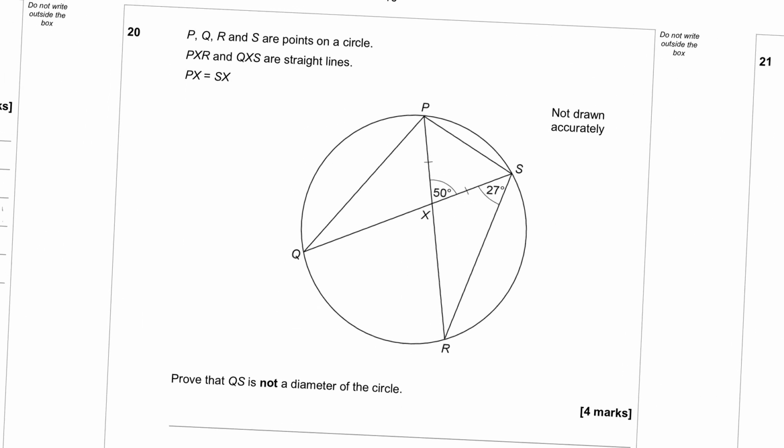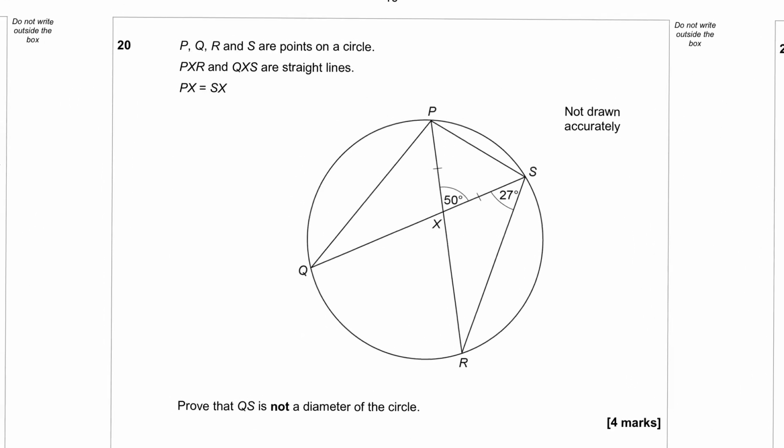So, having a look at question 20, guys, we're doing so well, honestly. Well done if you've made it this far. So, it's a proof question. We're basically trying to prove that QS is not a diameter of the circle, which was quite interesting because, you know, looking at it, you would think it's a diameter, but trust me, it's not.